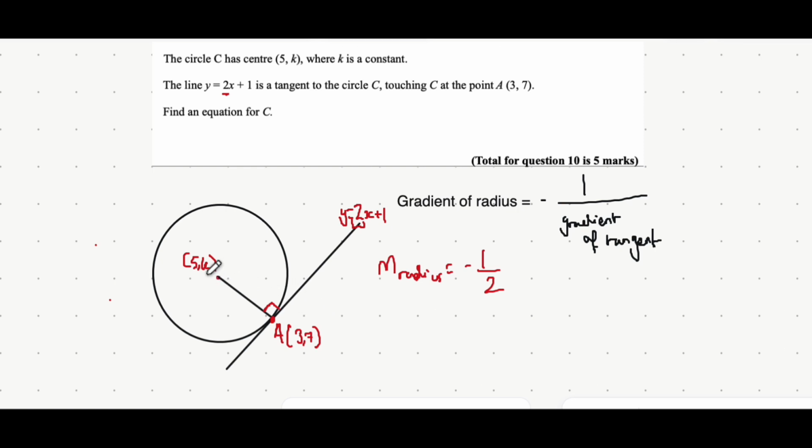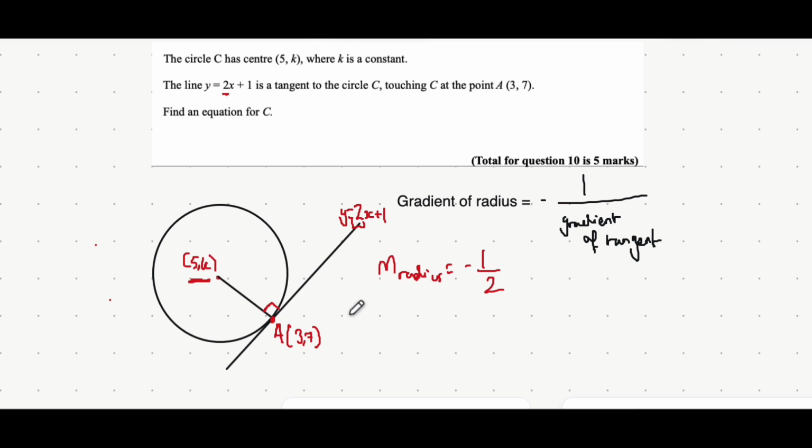Well, in order to find the y coordinate of the center, which is what we're trying to find, it's going to help us find the equation of the circle. We need to find the equation of the line for the radius and then substitute x as 5 and y as k and solve that equation for k, if that makes sense. So let's go around doing that.